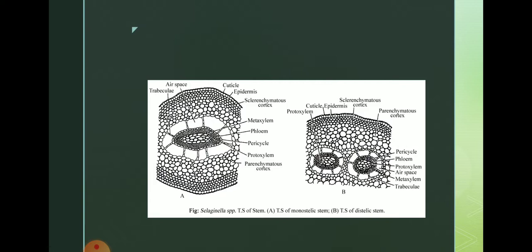The number of steles varies from species to species. That number is 1 to 16. A single stele, when present, is generally diarch and exarch. As you know, in the stem the vascular bundle is exarch, and in the root the vascular bundle is endarch. So this is the basic difference between stem and root. Here you saw the diagrammatic representation of the stele, where air space is also present.